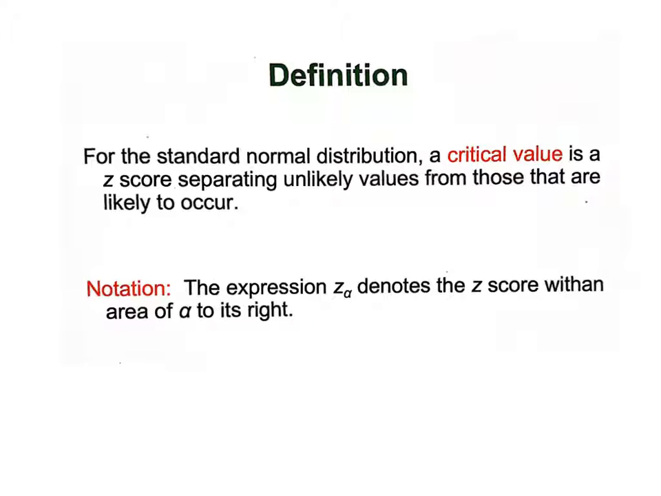All right, quick definition. This is a big one: critical value. We're going to use these a lot, so make sure you get this down. A critical value is a z-score separating unlikely values from those that are likely to occur. And we're going to have different definitions for unlikely depending on what problem we're doing, so it's not always going to be just 0.05 anymore. To be honest, most of the time it's going to be, but problems will define what that is for you, and you've got to be able to find the critical values. So when you see this z with a little alpha, that denotes the z-score with alpha to its right, not left, but to its right. That's a big deal, so make sure you've got that area to the right.